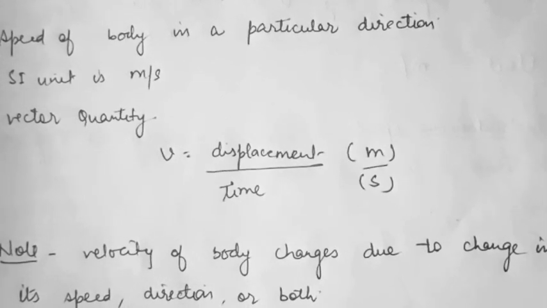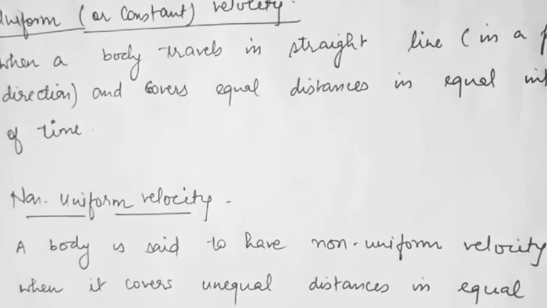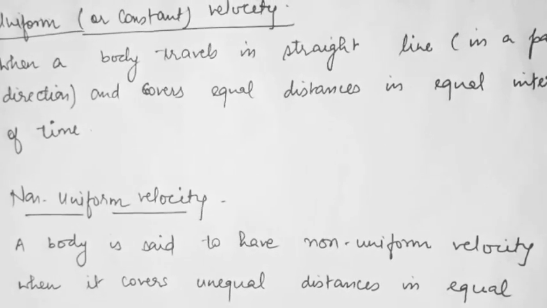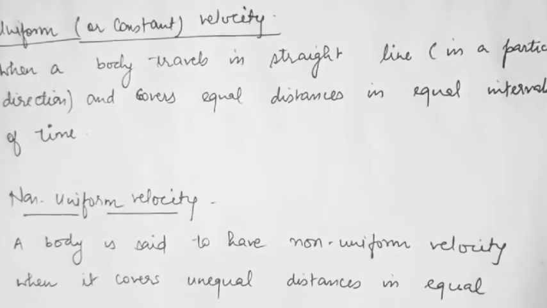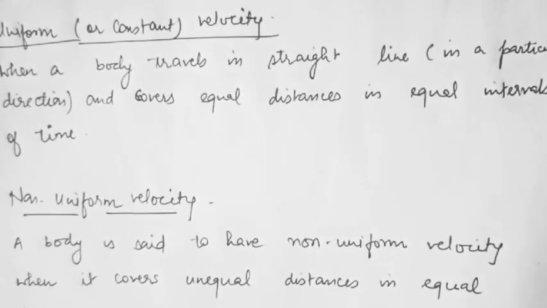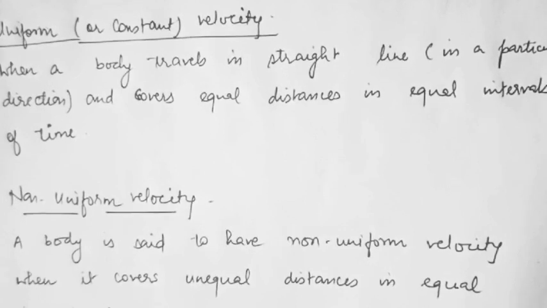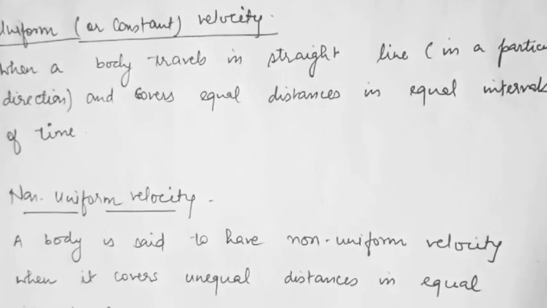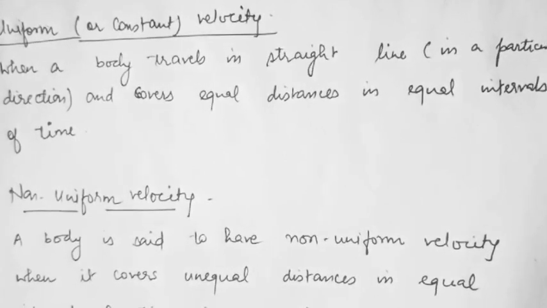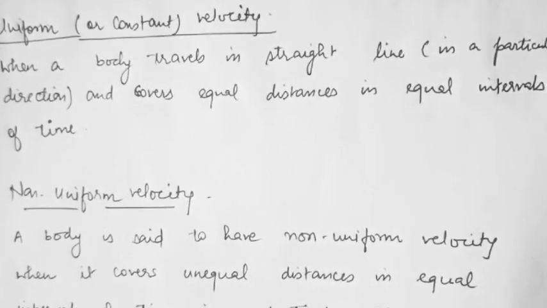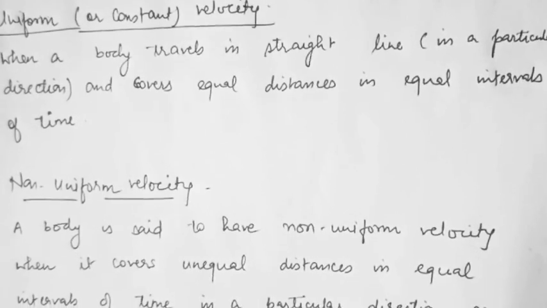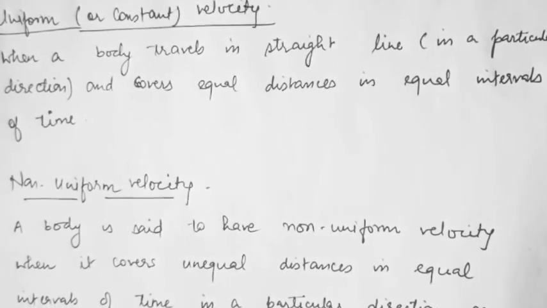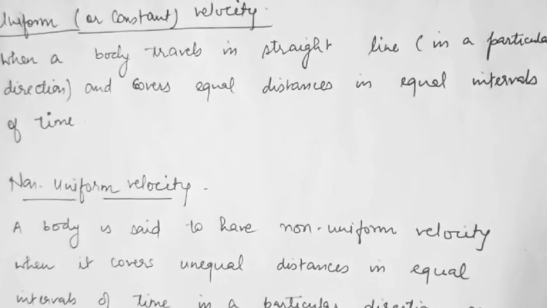Every direction will have its own velocity, because we know that velocity is a vector quantity and it includes direction as well as magnitude. Again, uniform or constant velocity: when a body travels in a straight line in a particular direction and covers equal distances in equal intervals of time. We know that in a straight line, whenever we join 2 points with a straight line, that gives us displacement.